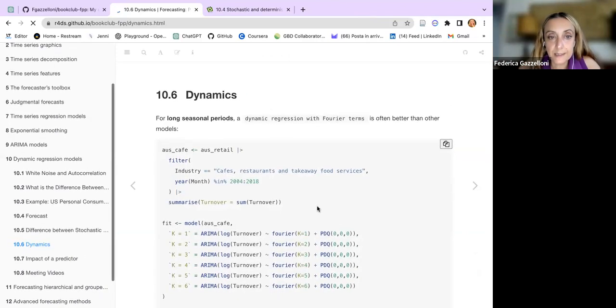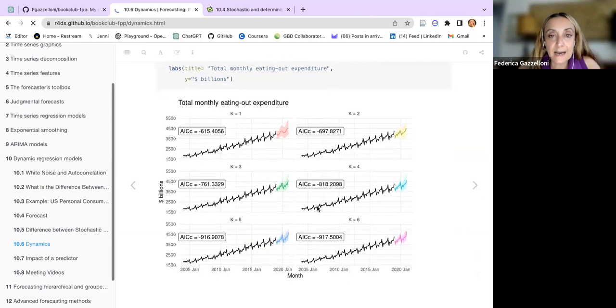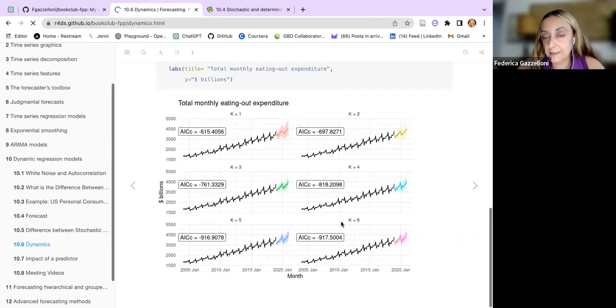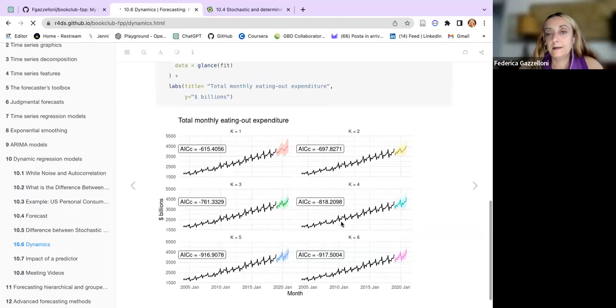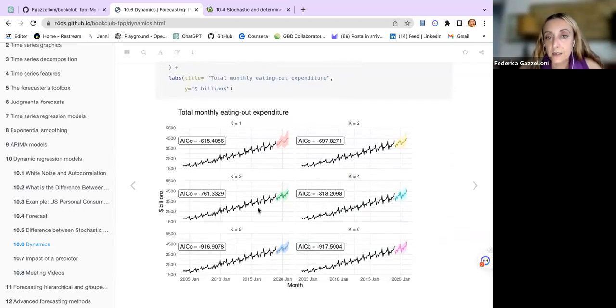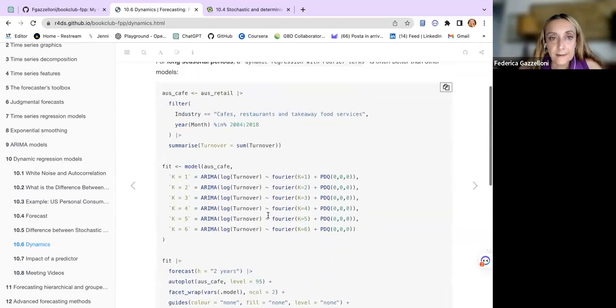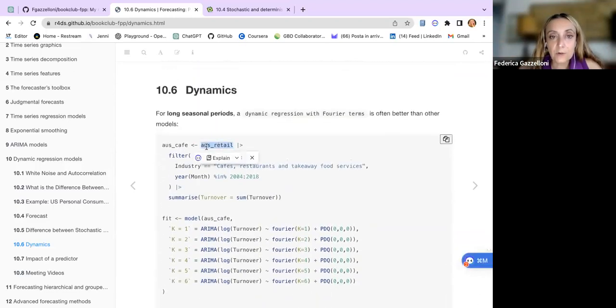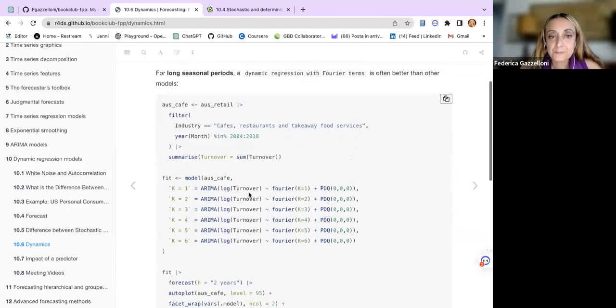This example of the dynamics, and this is a nice visualization. In the video, he stops on each one to show the little differences, but overall here you can see all of them. This example is on the Australia retail data set.